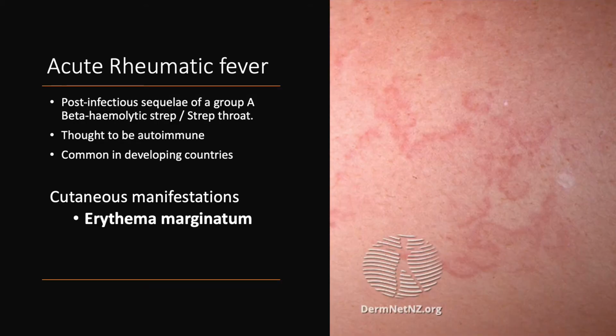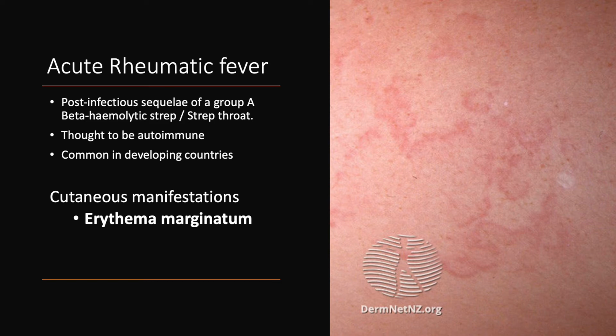The second cutaneous manifestation of cardiovascular disease I'd like to go through today is the erythema marginatum. So this is a non-pruritic blanching erythematous raised lesion that normally involves the trunk and proximal extremities, but normally spares the face. So you'd normally see this in rheumatic fever, and rheumatic fever is a post-infectious sequela of a group A beta hemolytic strep, sometimes known as strep throat, and this is thought to be autoimmune.